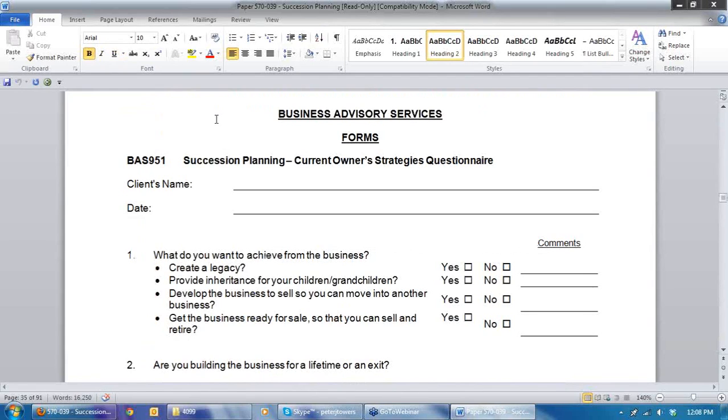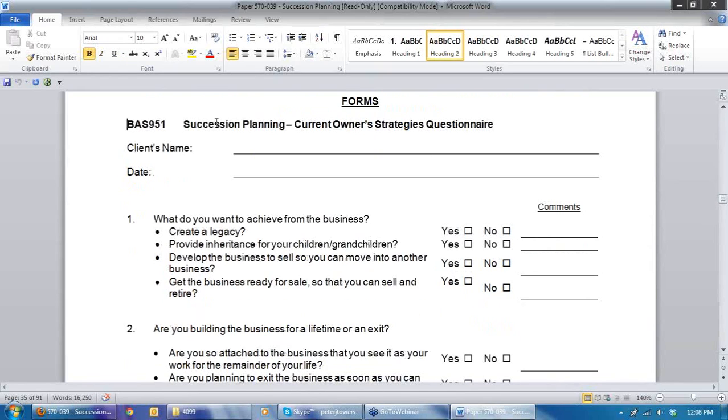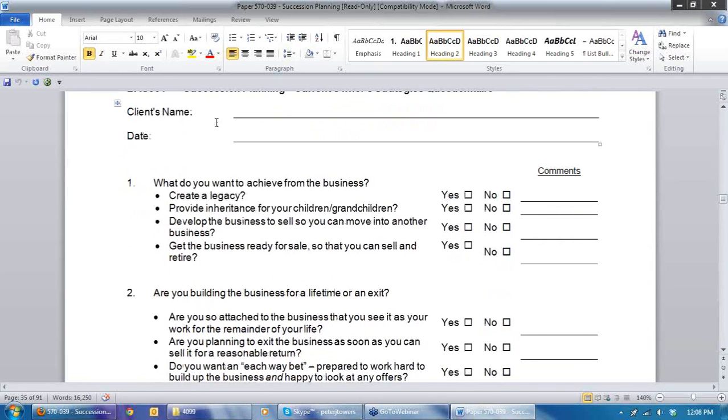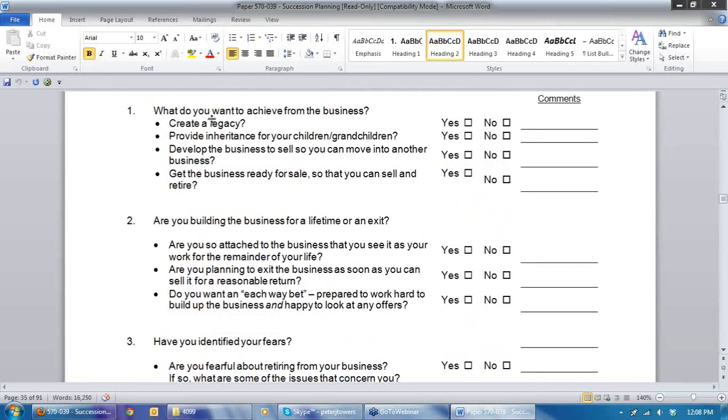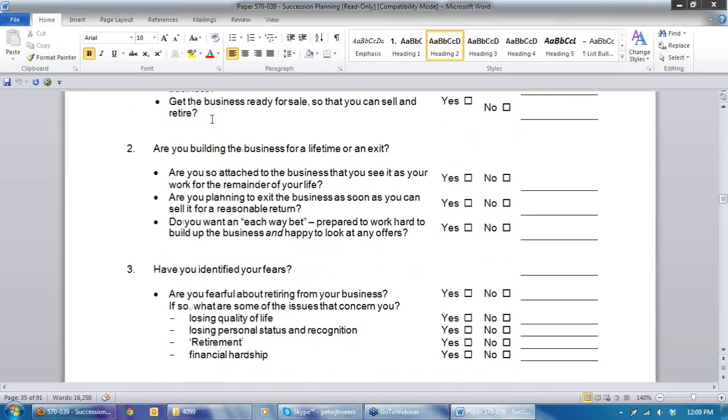So the first detailed questionnaire, other than the opening one, is to look at what's the current owner's strategies. What are they wanting to achieve? Are they wanting to create a legacy in this business, or is it something for their children or their grandchildren? Or are they trying to get the business ready for sale? Is that part of the succession process? So are they building this business for a lifetime, or is it for an exit? Very important question. And in some cases, people are looking for an each-way bet.